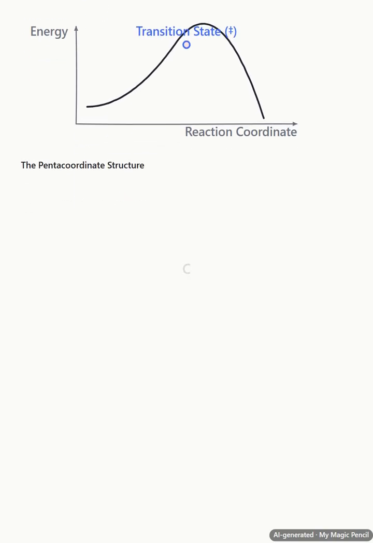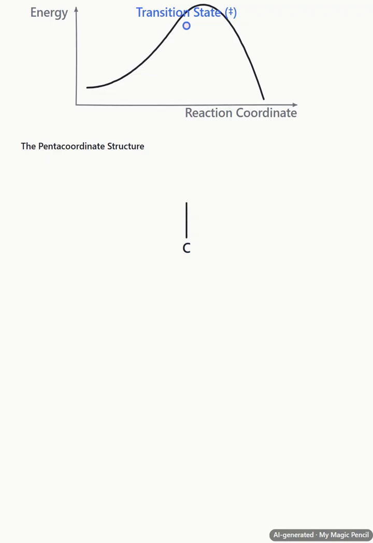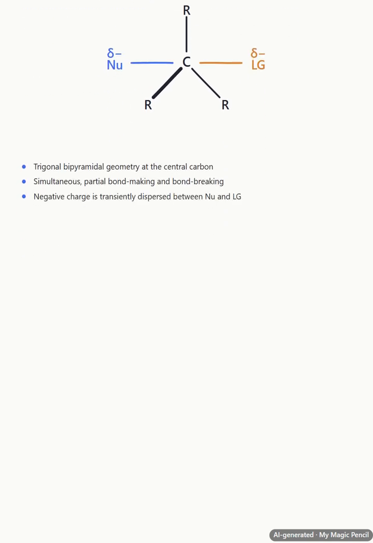If we could freeze time at this peak, we would see a highly symmetric pentacoordinate carbon. The 3 non-reacting groups are pushed into a flat, planar arrangement like the spokes of a wheel, while the nucleophile and leaving group lie along a straight line perpendicular to that plane. Notice the partial bonds, represented by these dashed lines. The incoming nucleophile and departing leaving group share the negative charge, each carrying a partial negative charge. This collinear alignment is key to the stereochemical outcome of the reaction.